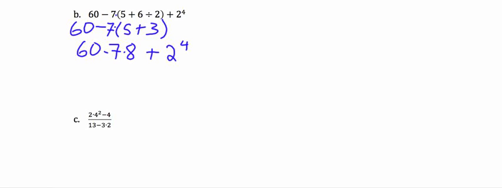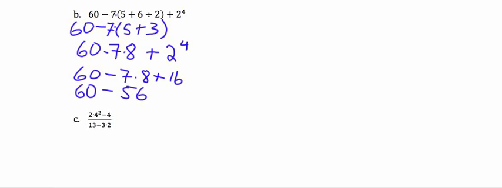Next, now we've got no more symbols of inclusion, but we do have an exponent that we need to evaluate first. 2 to the 4th is 16, 4 2's multiplied, 16. Next, we got to do multiplication or division. We have some of that. That is 7 times 8, which is 56.